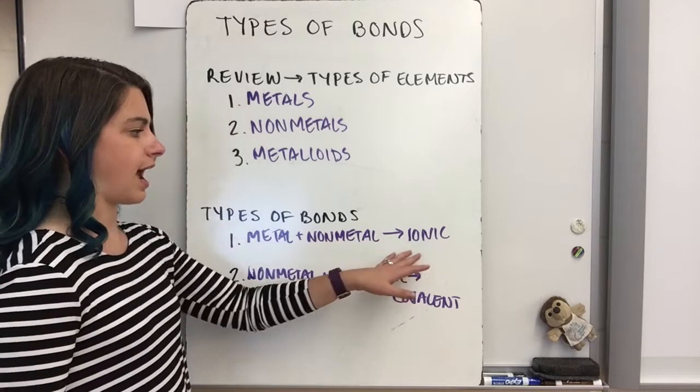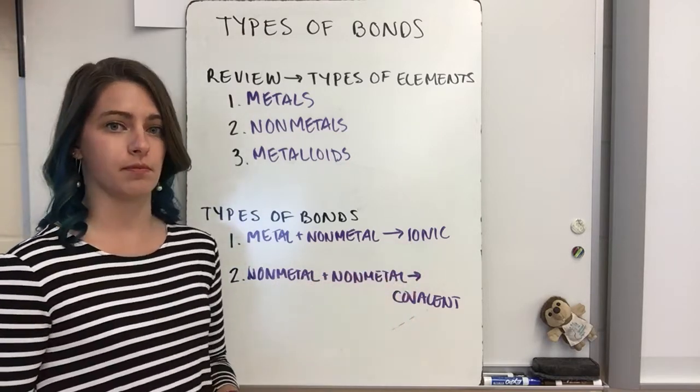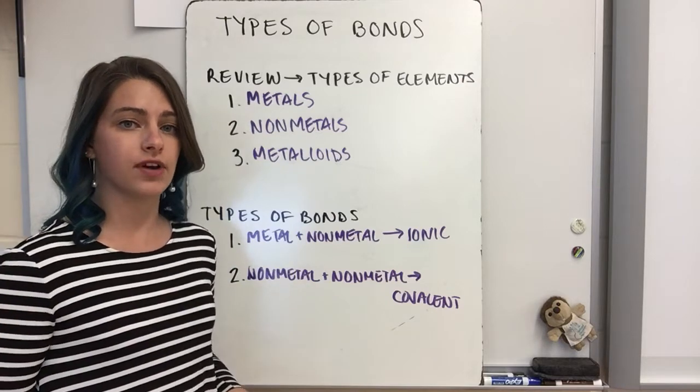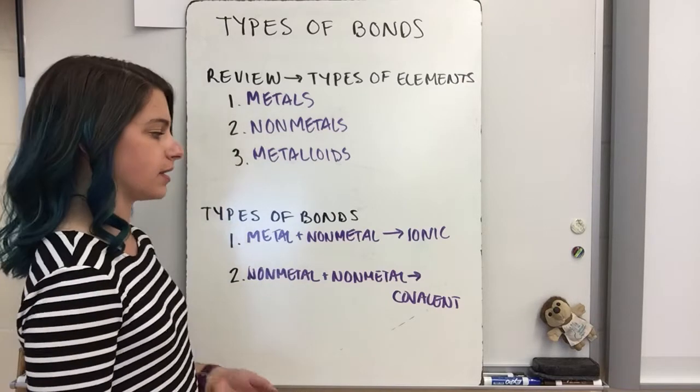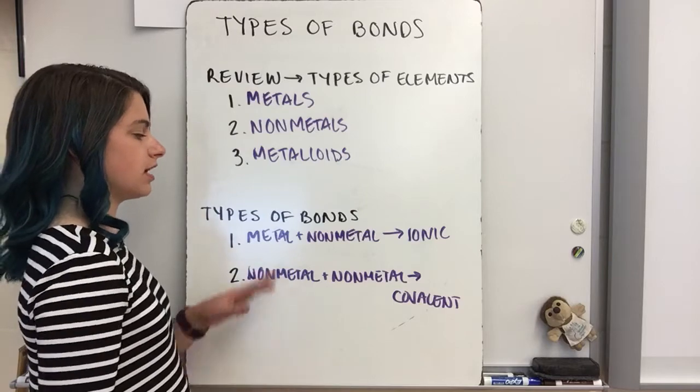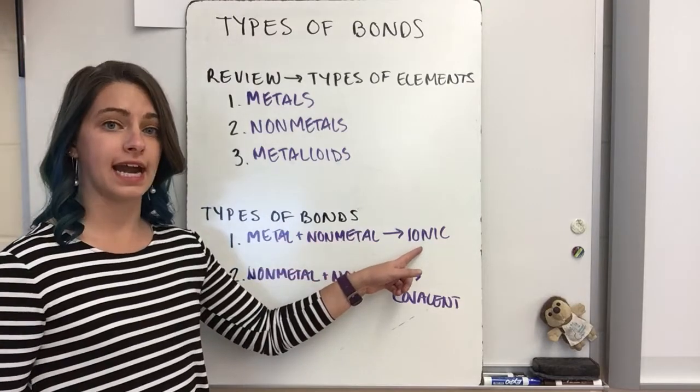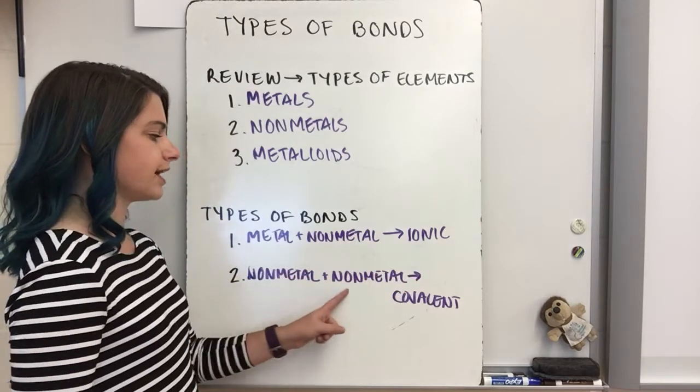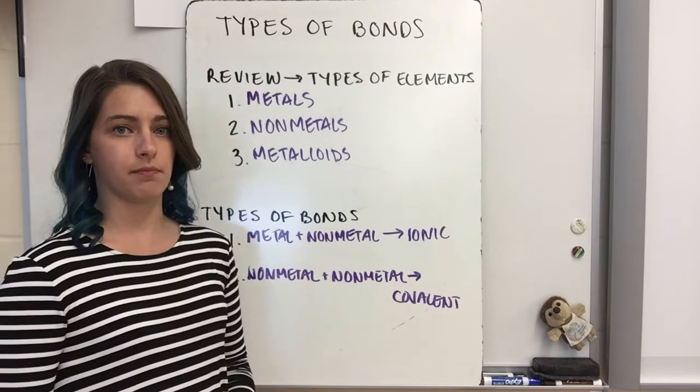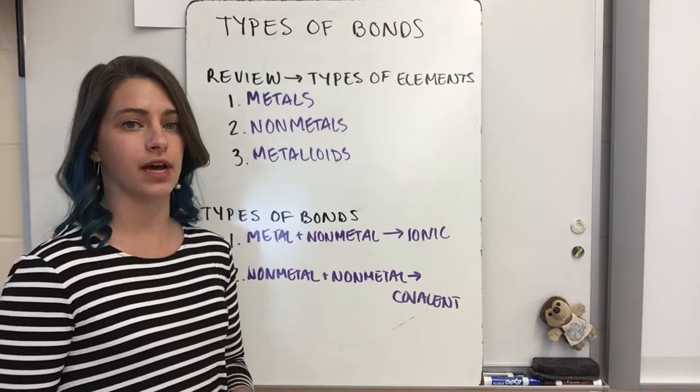We're going to focus on ionic bonding, and we're going to focus on covalent bonding. So if you're trying to decide if a compound has ionic bonds or covalent bonds, you're going to look at the types of elements. If there's a metal, it's forming an ionic bond. If there's only nonmetals, it's forming a covalent bond. And that's how you can tell which types of bonds are being formed.